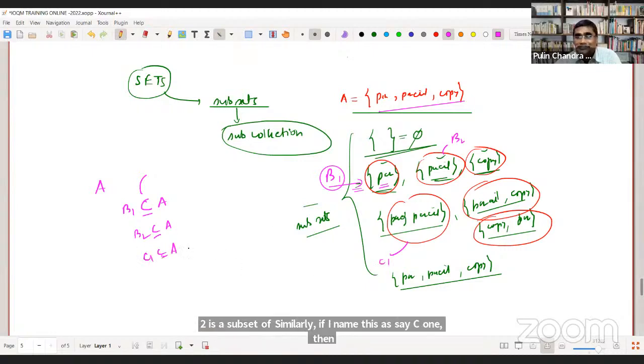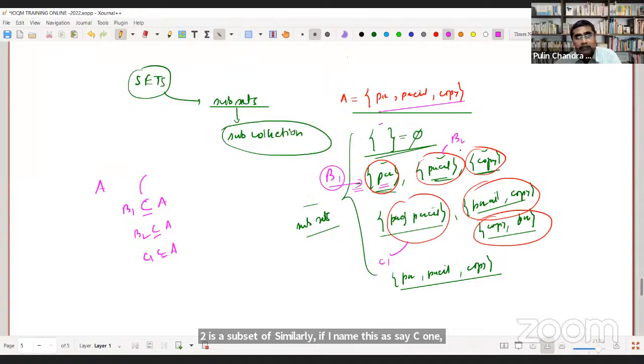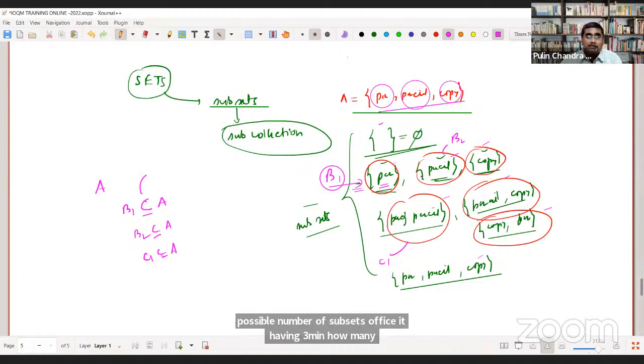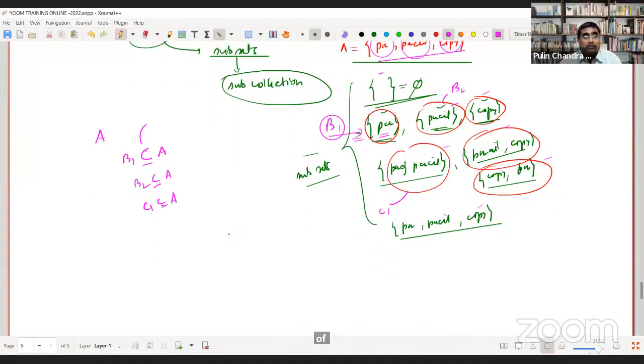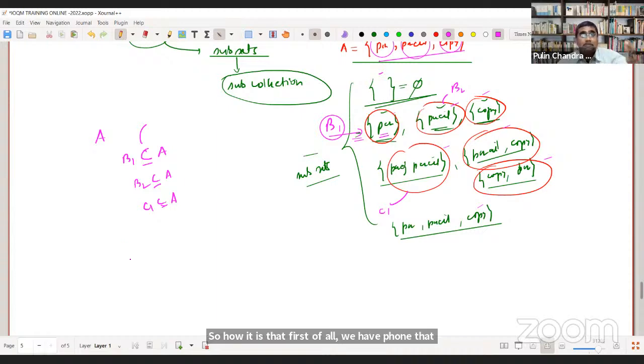So in other words, यहाँ पे मैंने जो निकाल के दिया, total I have found the possible number of subsets of a set having 3 elements. तो कितना आया? काउंट करके देखो. How many are there? It is 8. So how is it done? First of all, we have found that particular collection where we have picked nothing out of that. So that can be done in one way. That is a null set.